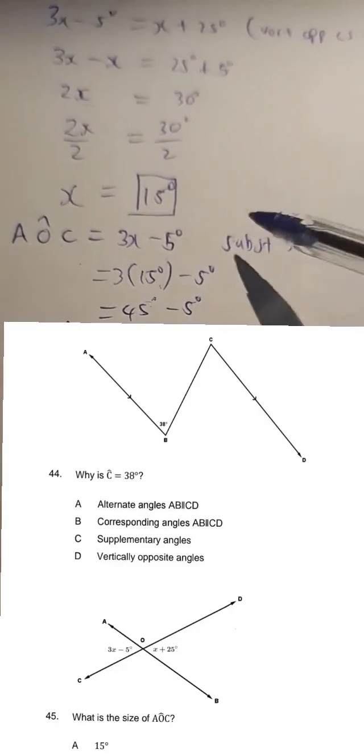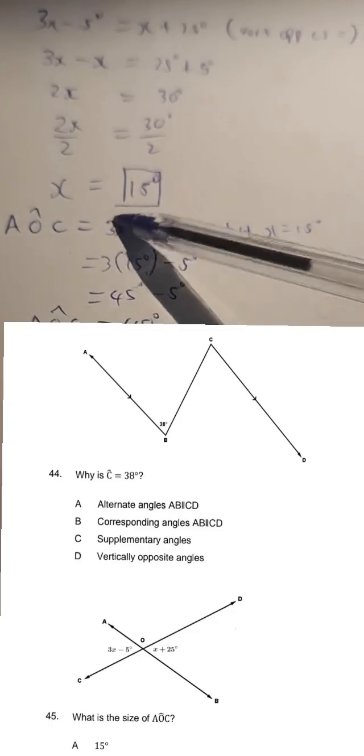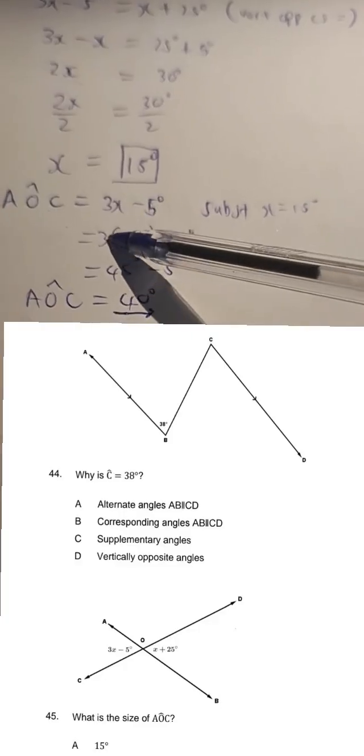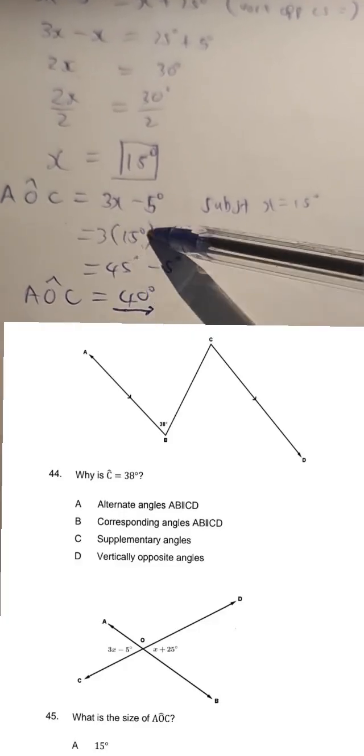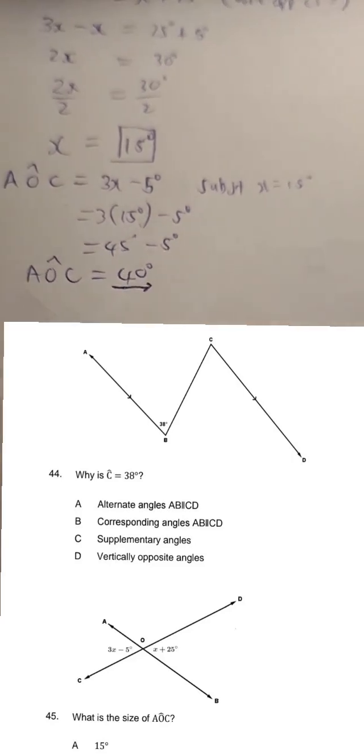And when we substitute something, guys, especially when x is a variable next to a coefficient, we substitute using brackets, so that we understand that brackets in maths mean multiply. 3 times 15 is 45, minus the 5 is 40 degrees. So it's easy now. We can go choose our option. What is the size of angle AOC? Is it A, 15 degrees? No. B, 25? No. C, 30 degrees? No. D, 40 degrees? Yes.